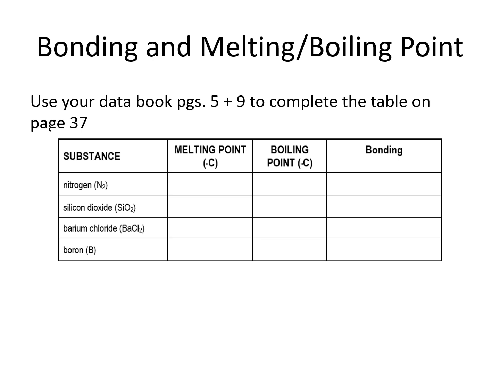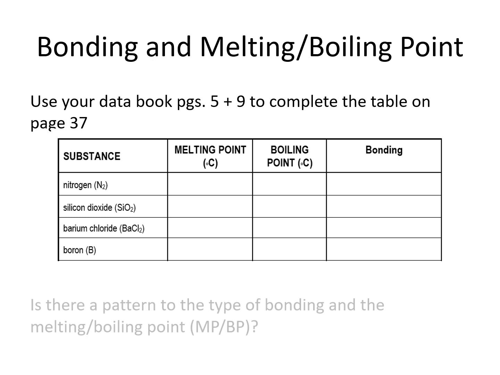So here's your first little task. If you can go to page 37 in your book, and using page 5 and page 9, can you complete the table? This is just a small version of this table, but can you complete this table in your books? So pause the video when you're ready. And then also I want to see if you can answer this question here. Is there a pattern to the type of bonding and the melting and boiling point, which we've abbreviated to MP and BP? So pause this, go to page 37, use your data book, and when you've completed the table, unpause the video and I'll show you the answers.